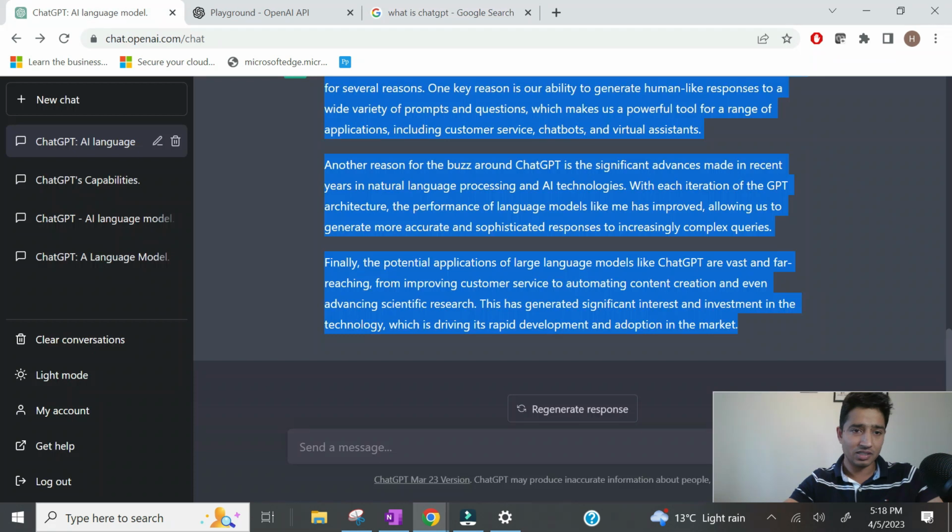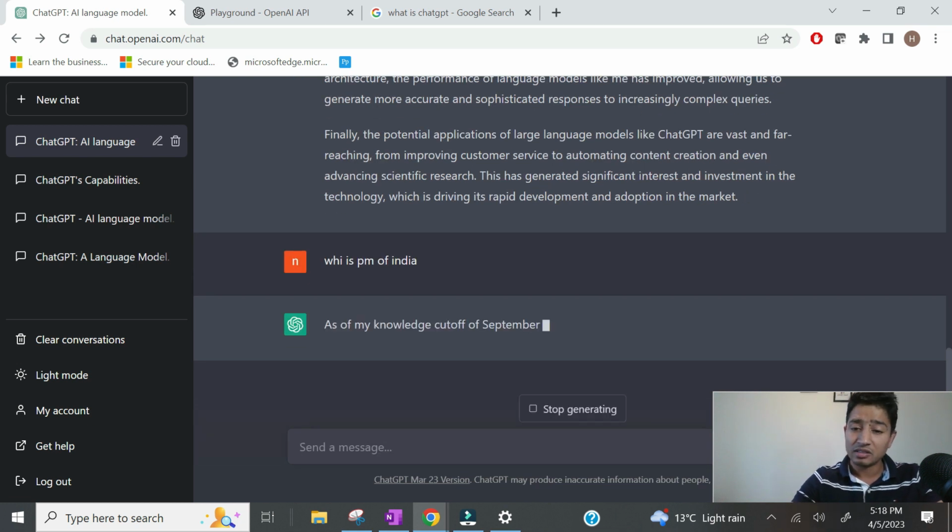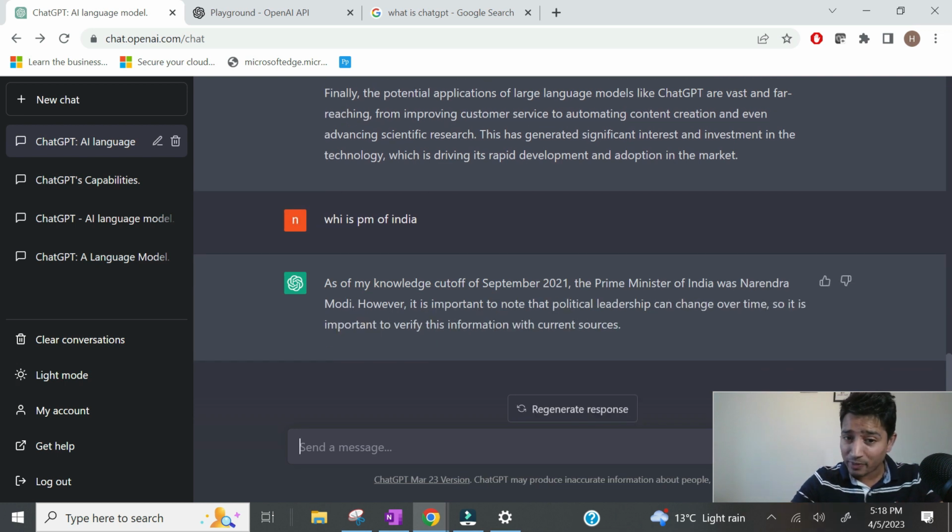For example, let me ask it a question. Let's say, who is the PM of India, right? "As of my knowledge till September 2021, the Prime Minister of India was Narendra Modi. However, it's important to note that political leadership can change over time. So it's important to verify the information with current sources." Great. And this is what I was telling you, right? So it might know the answer if it is in its data, which is till September 2021, but it is not a search engine, right?